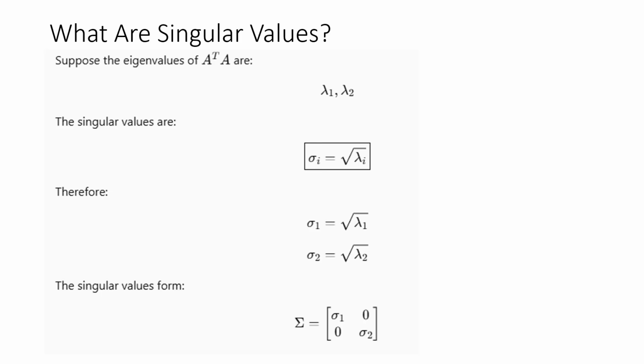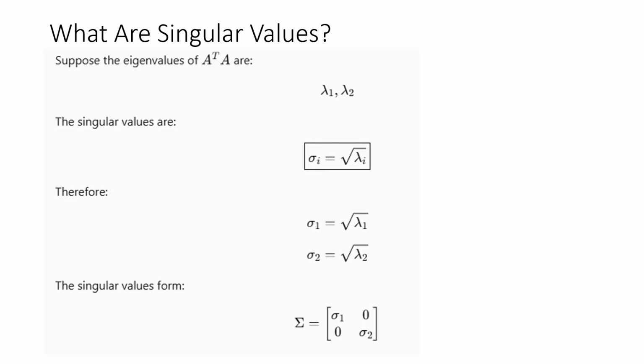When finding the eigenvalues of A transpose A, suppose we get two eigenvalues lambda 1 and lambda 2. The singular values are obtained by taking the square root of these eigenvalues. So sigma 1 is the square root of lambda 1 and sigma 2 is the square root of lambda 2. These singular values are placed in a diagonal matrix sigma. You can see sigma 1, sigma 2.